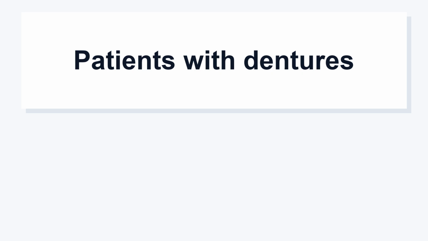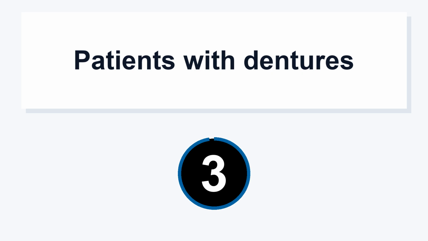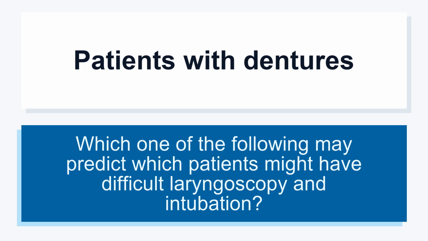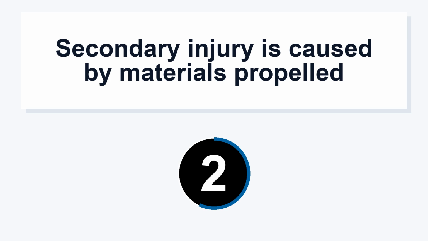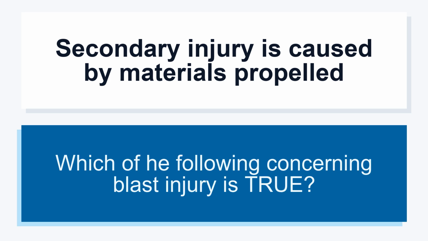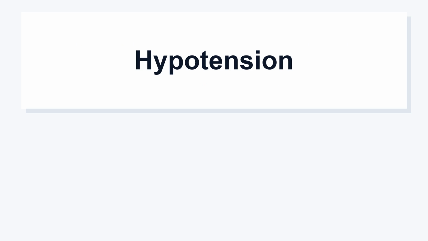Patients with dentures. Which one of the following may predict which patients might have difficult laryngoscopy and intubation? Secondary injury is caused by materials propelled. Which of the following concerning blast injury is true? Hypotension.